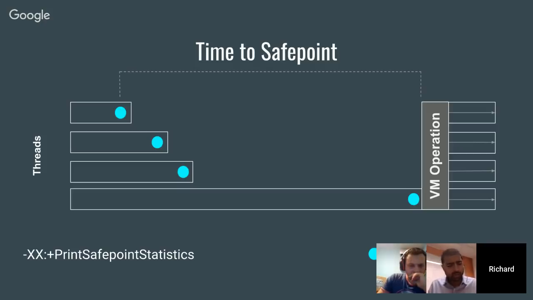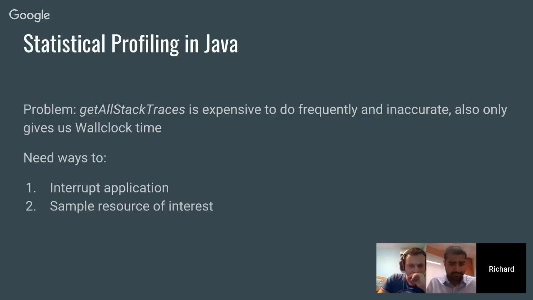So what do we do about that problem? Well, we need two ways. When we talked about statistical profiling, there are two ways it works. One, we interrupt the application under test, and then we need some way of sampling the resource of interest.